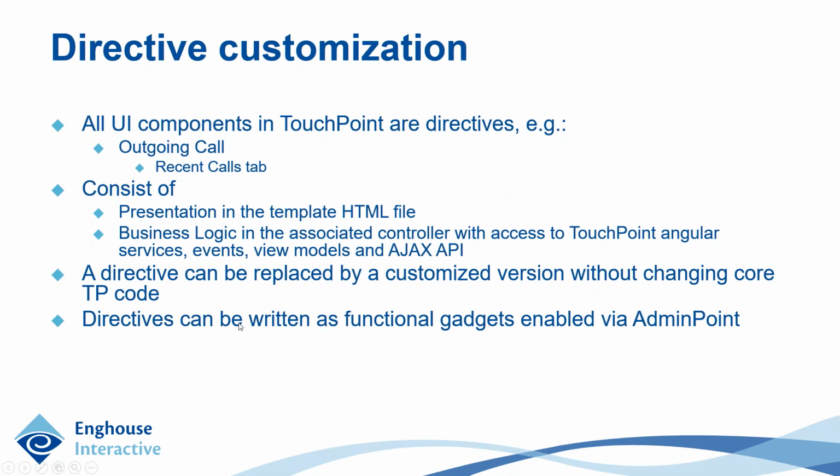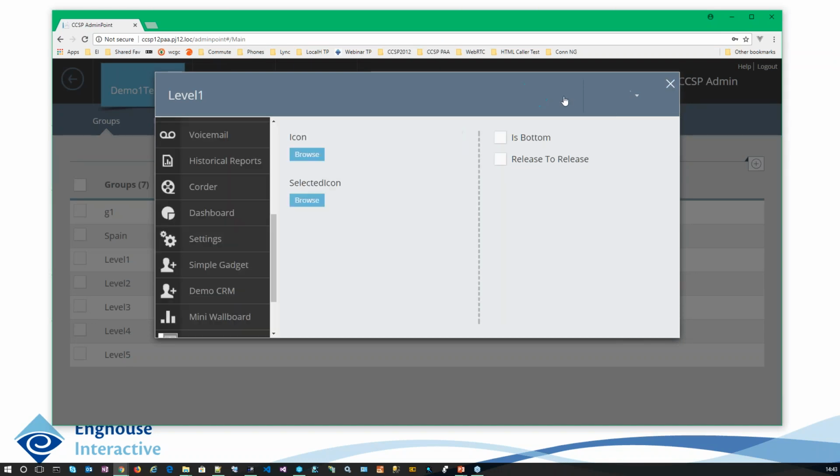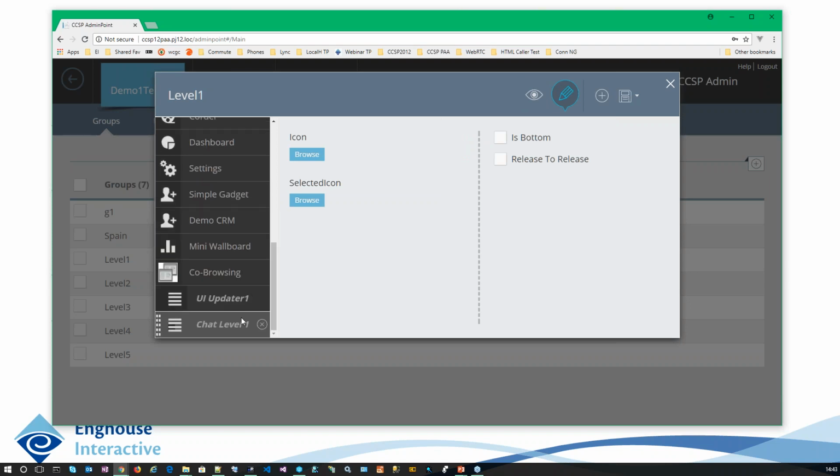The way you do that is to write it as a functional gadget, and that enables the directive customizations to be enabled and disabled via admin point. Because if you want to enable a gadget or disable it in admin point, say I wanted to disable the UI updater, just tick that, save it, and that now is not loaded when you log in as a level 1 group member.